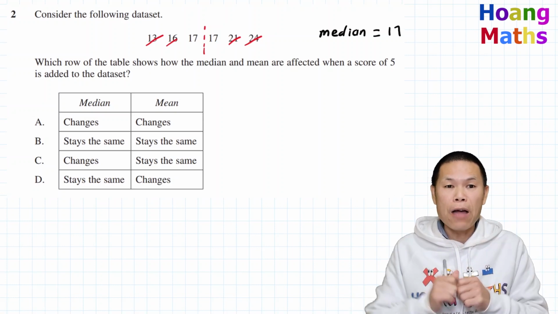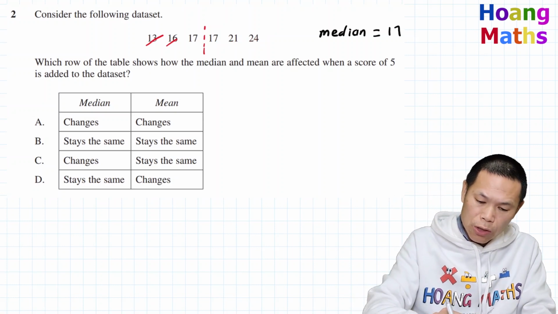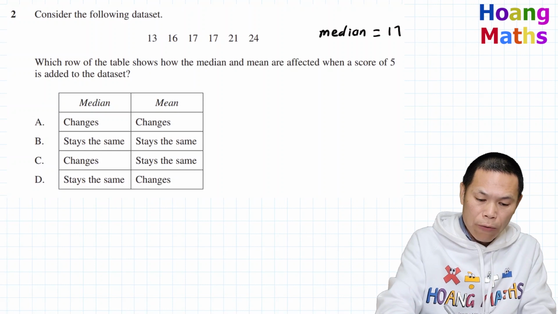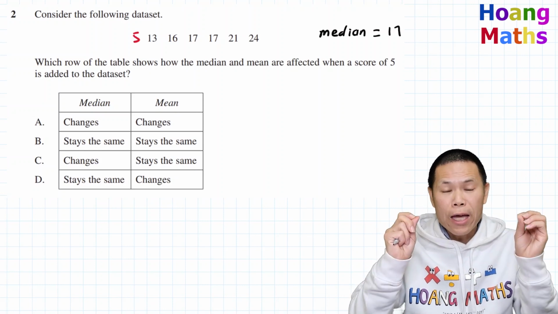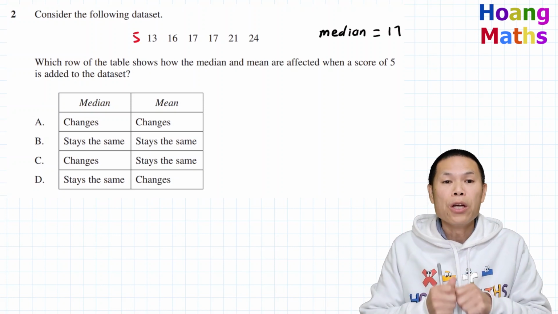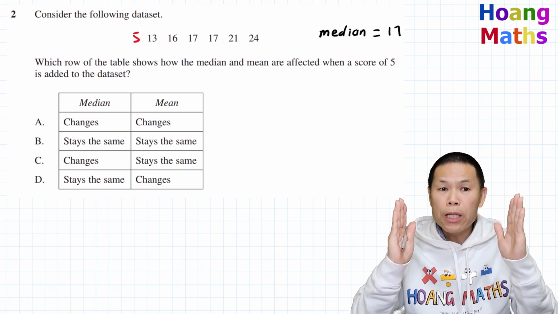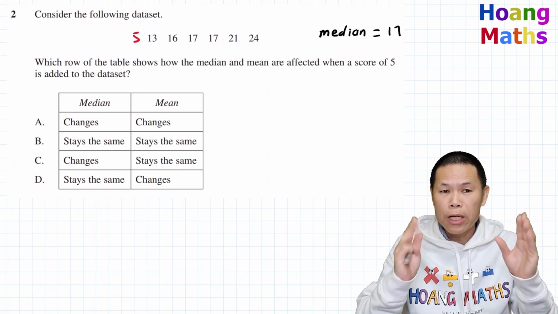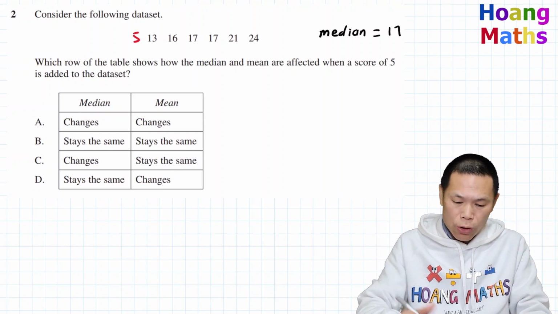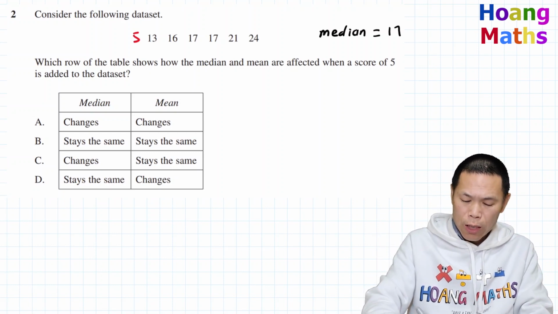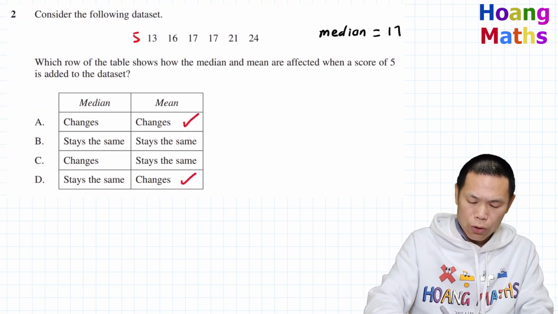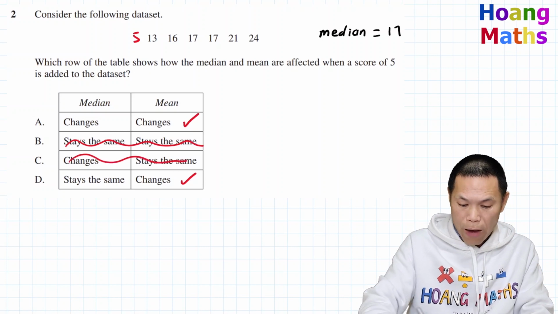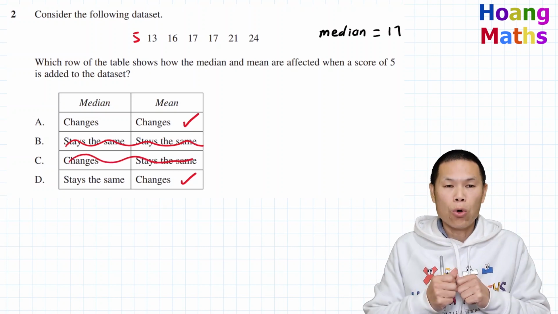And after 5 is added, so let me just cross this out. So when 5 is added, we can see that 5 is the smallest value. So therefore, the mean should be smaller. Okay, so the new mean is smaller than the old mean. So this means that by looking at this, the mean changes. So this should be wrong. So we have either A or D.